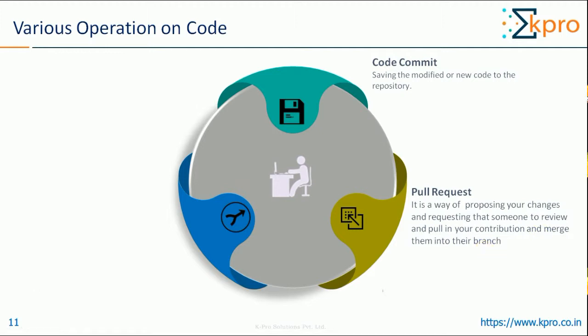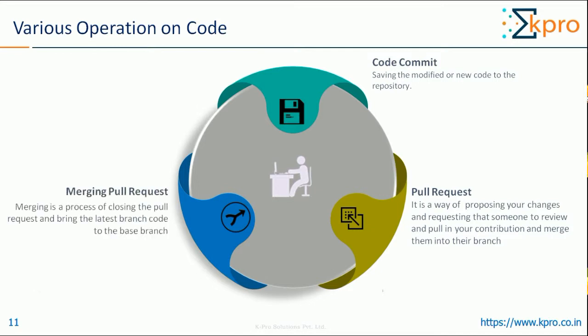When you create a pull request, you will be specifying who will be reviewing it, and whatever message the reviewer provides, everything will be documented. Merging a pull request is bringing all the new code to the main branch. Let us see how this can be done in the web interface.